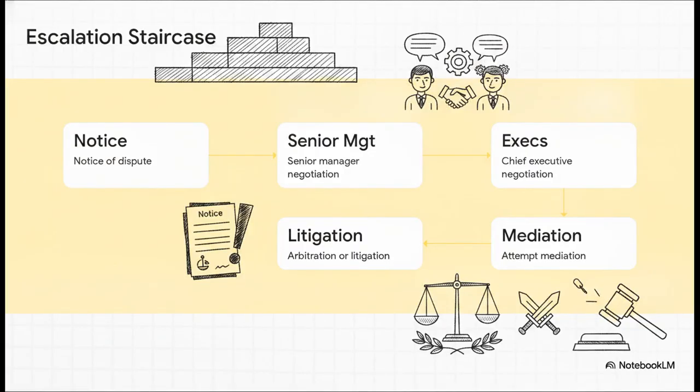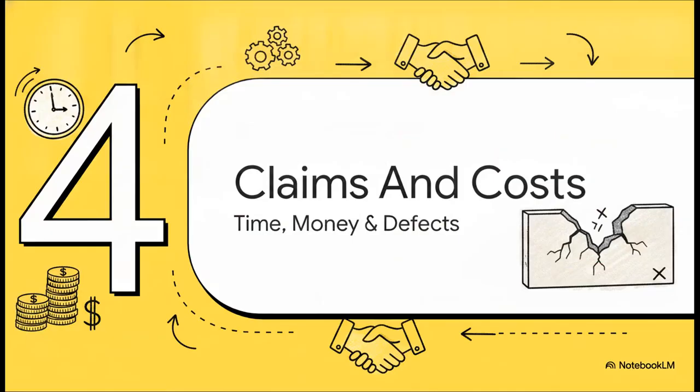Let's see how this builds, step by step, much like the famous Cable and Wireless approach. Step 1, a formal notice of dispute crystallizes the issue. Step 2, senior managers get together and try to negotiate a fix. If that doesn't work, Step 3 escalates it to the chief executives of both organizations. Step 4 is mediation, and it's only if all of those collaborative efforts fail that we finally reach Step 5, arbitration or litigation. It is quite literally an engineered pathway designed to force a resolution before the lawyers take over the whole shebang.